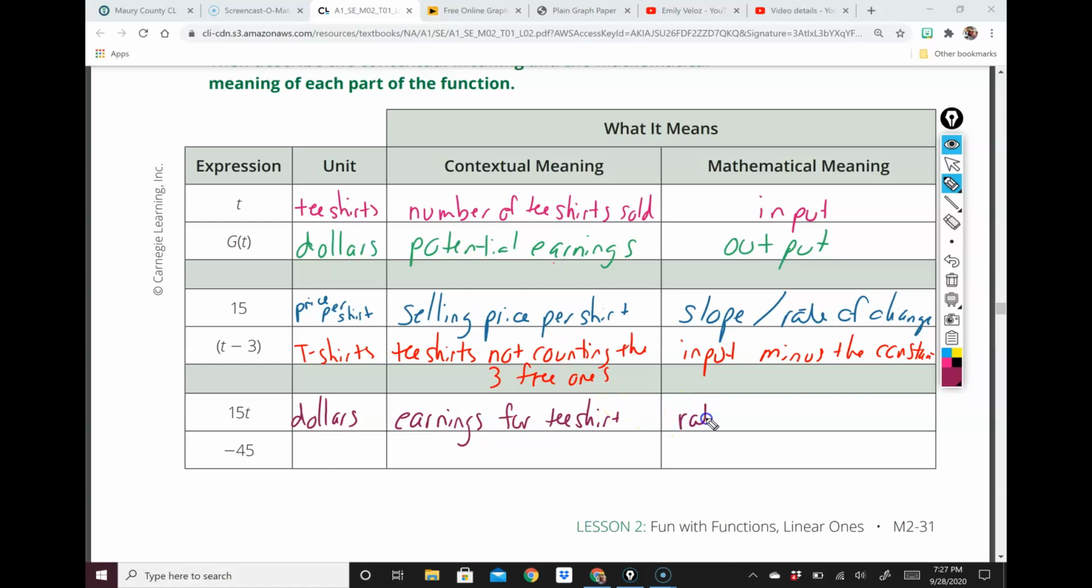And this is your rate times the input. Negative 45 are the dollars not being earned, the money that's not being earned. Basically the 3 t-shirts you're giving away. And this is your y-intercept.